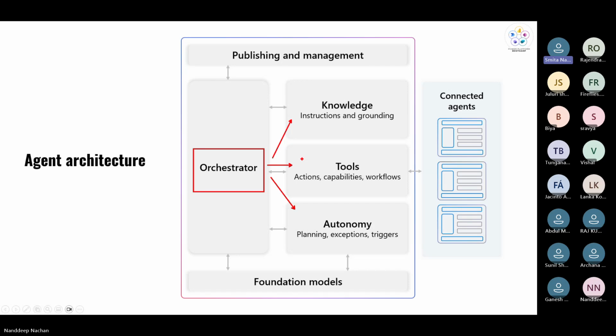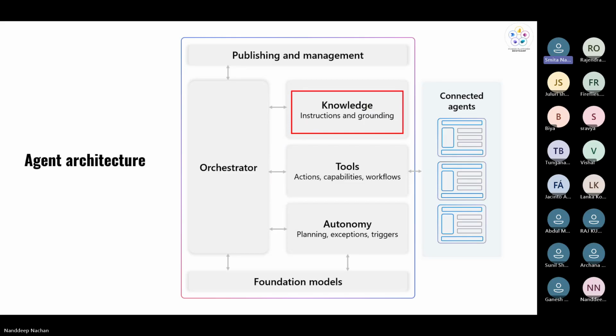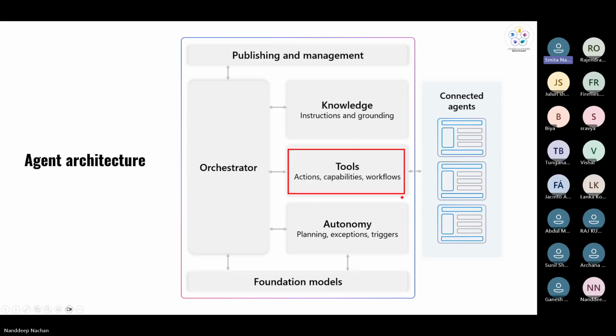The agent is grounded by knowledge. This includes the instructions, rules, and access to data that help the agent understand the context and produce accurate, relevant responses. Tools give the agent the ability to act. This can be actions, workflows, APIs or integrations with internal and external systems. Tools are what turn an agent from something that only responds into something that actually does work.